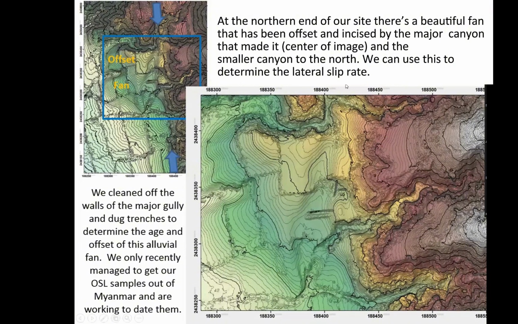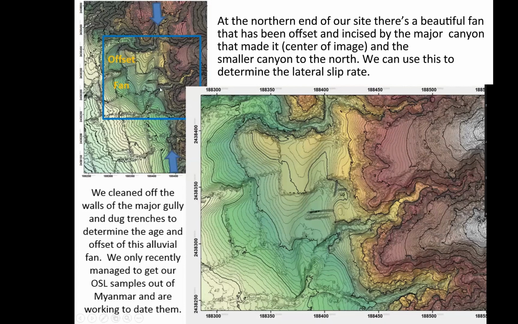Okay, the final thing I want to talk about is the lateral slip, or slip rate, as well. And again, I want to show you this beautiful map that we made from the combination of the drones and the ground-based LiDAR. But what I hope you can see is that there's a big fan here that's being offset by the fault zone, which is running here. And you can see this stream is offset.